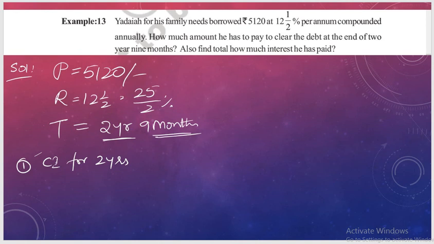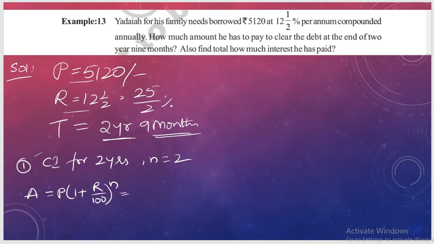Okay, so for that what I am going to do is, first of all we have principal, we have rate, we have n value also. So here n value is equal to 2. So from this, amount is equal to P into 1 plus R by 100 whole power n.